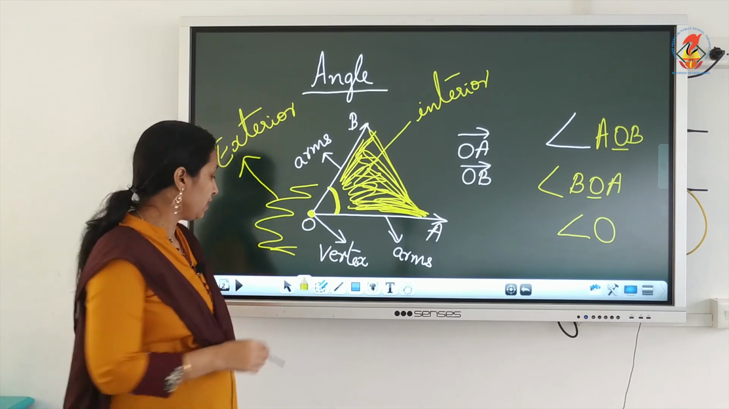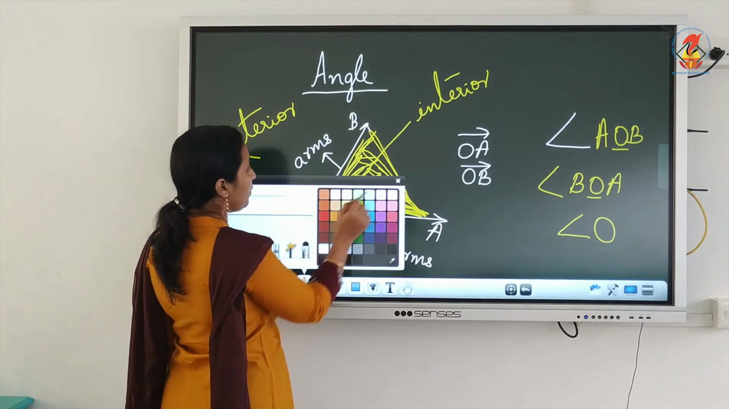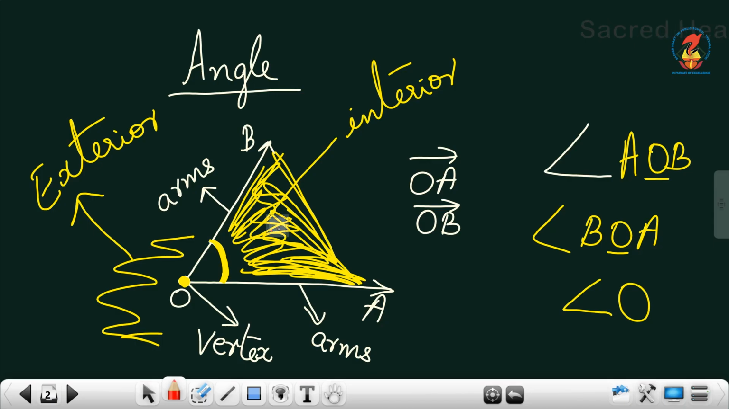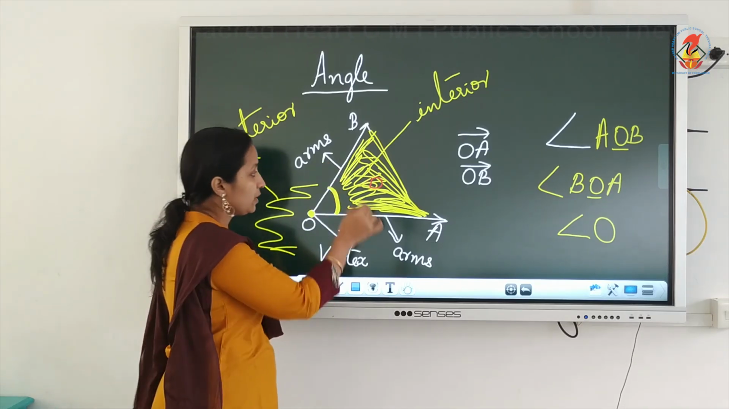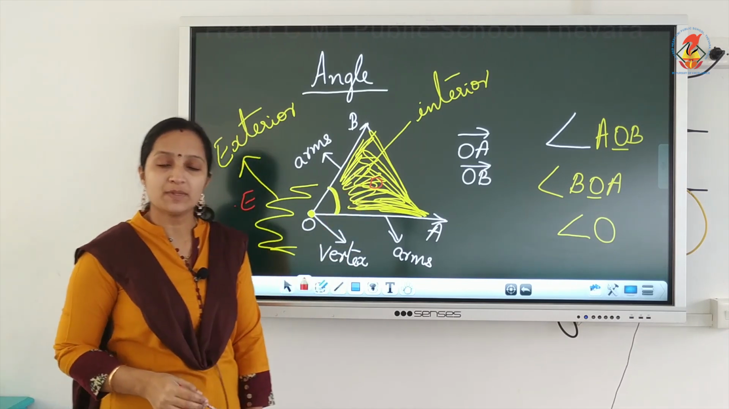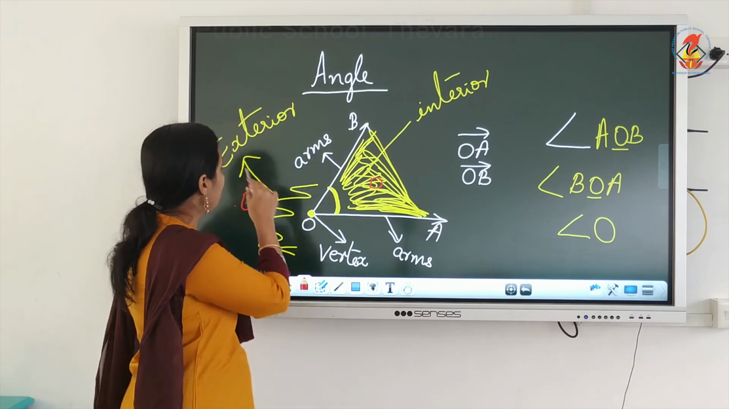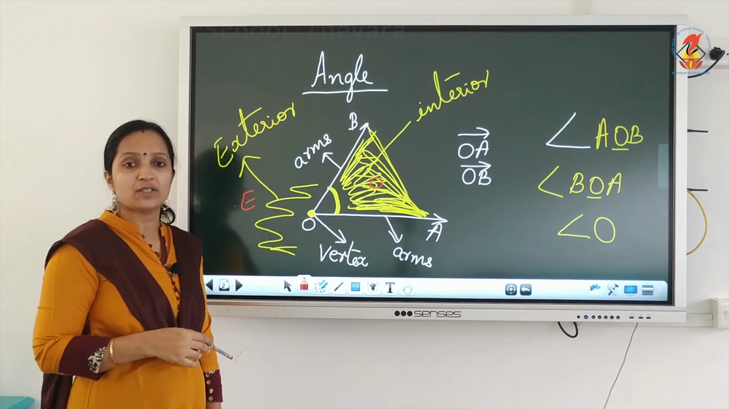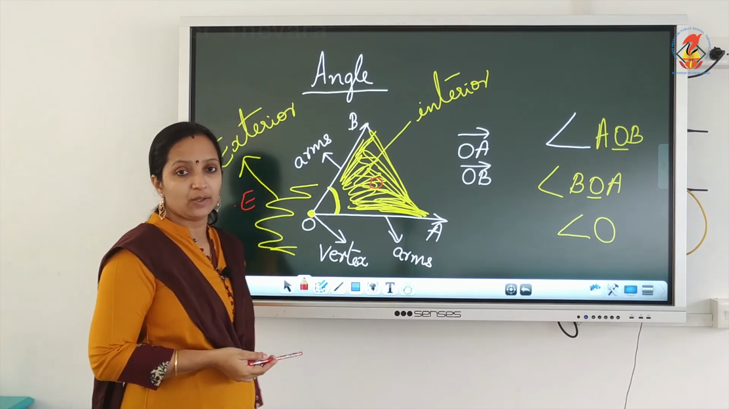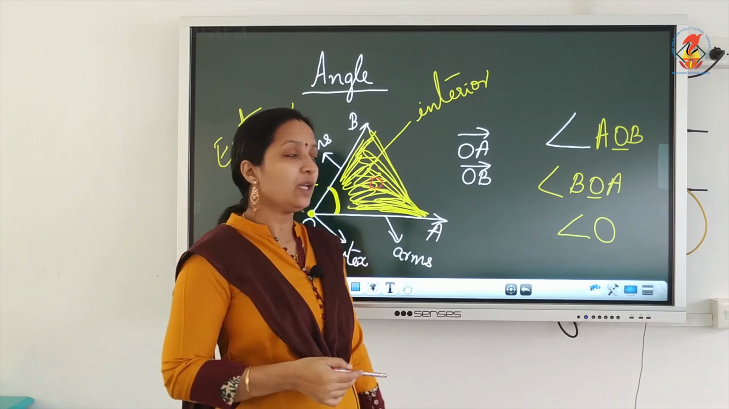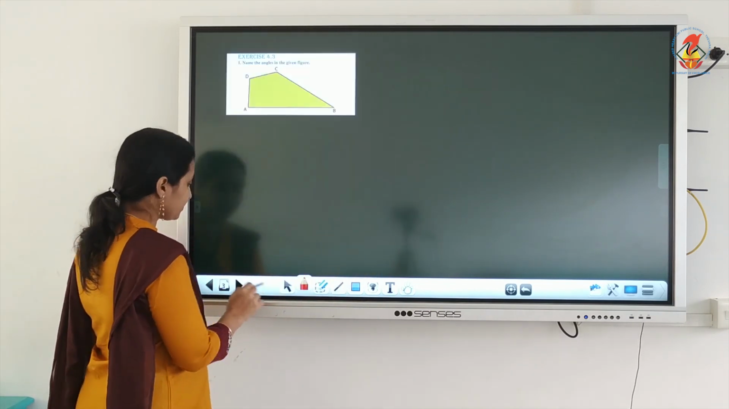I hope it's clear. Suppose there is a point here, suppose one point D is here. So D is an interior point. Suppose one point E is here. E is an exterior point of this particular angle. The space or point within the arms is known as an interior point or interior of an angle. The space outside the angle is known as the exterior of the angle. Okay, I hope it's clear. Now we will move to the exercise.